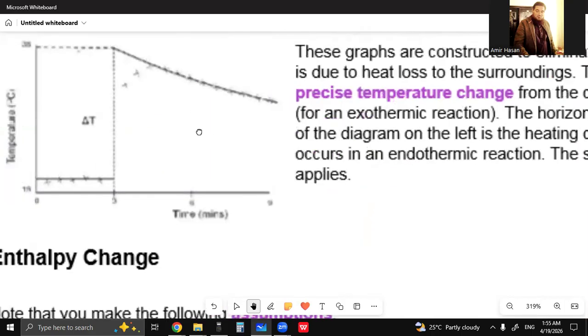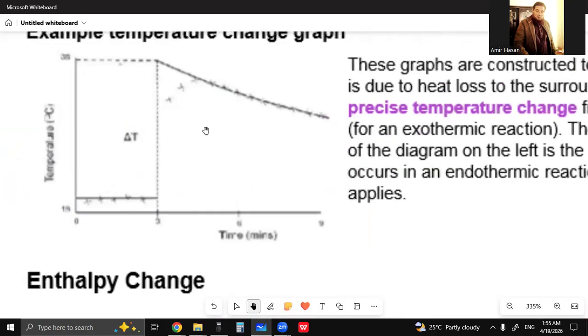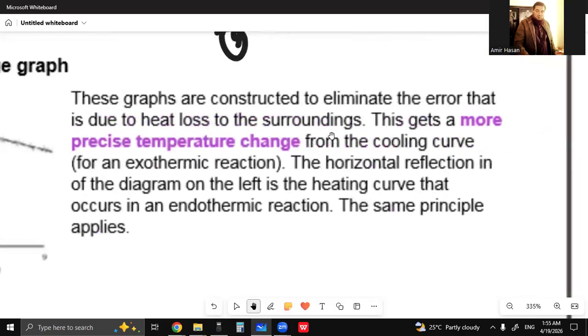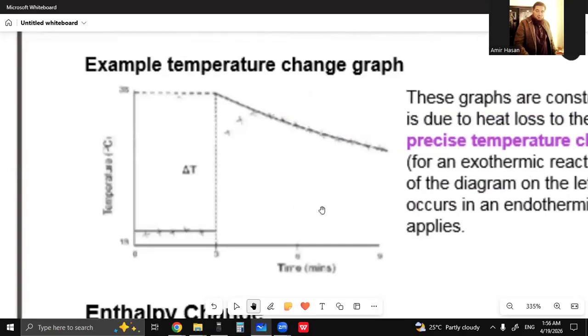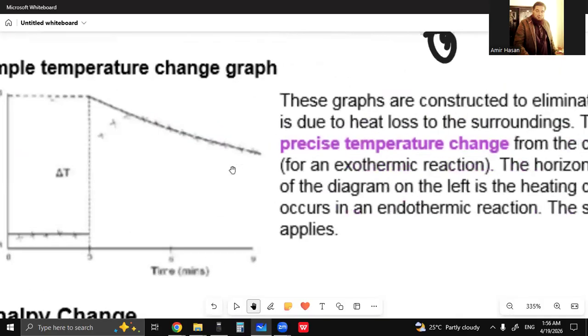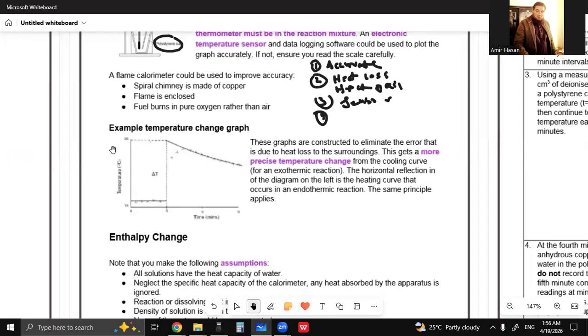This is the curve. Basically, the temperature is constant, then decreasing. It is constructed to eliminate the error due to heat loss to the surroundings, to get a more precise temperature change. When we draw the graph, we can get a precise reading of temperature. For the cooling curve for an exothermic reaction, the horizontal reflection of the diagram on the left is the heating curve that occurs in the endothermic reaction. The same principle applies. This constant line is also telling us about the heating curve.